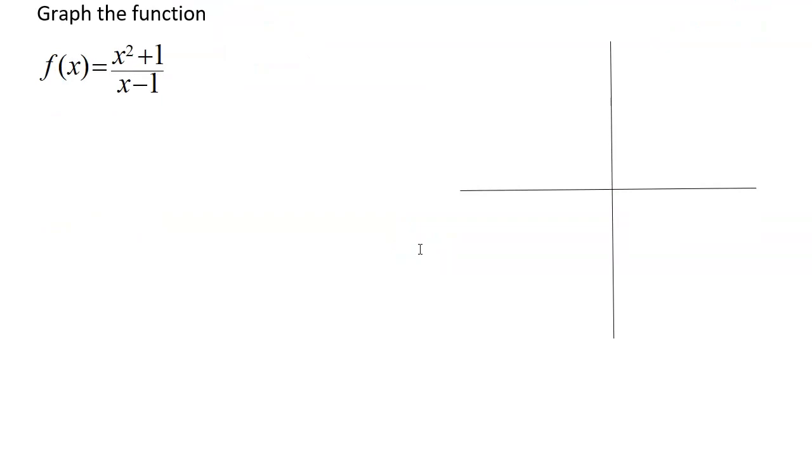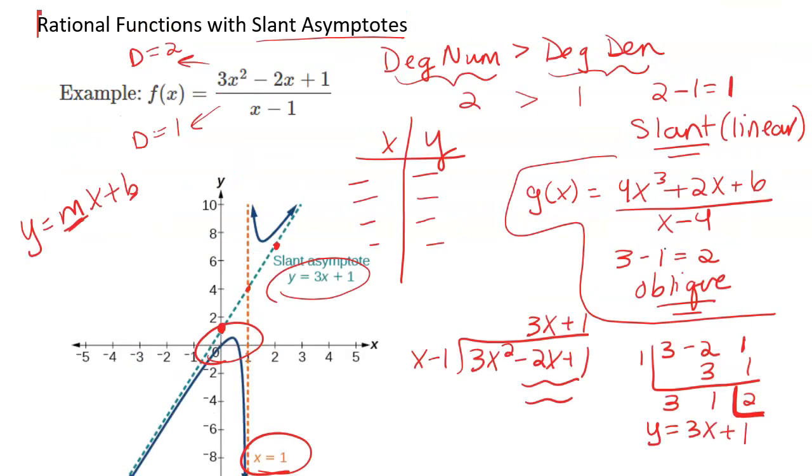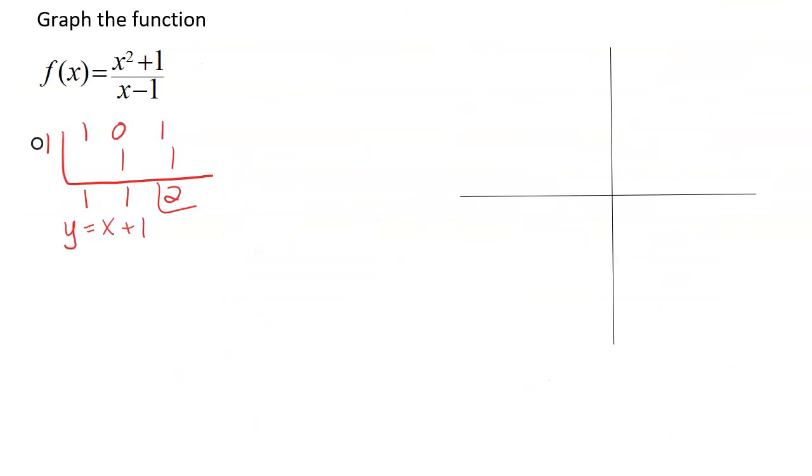So we know we're going to have a slant asymptote, and we can go ahead and find the equation of that by doing our synthetic division. Remember to put in placeholders when it's applicable. All right, and we're going to get y equals x plus 1 as our equation for that slant asymptote. And remember, you can just completely ignore this remainder right here.